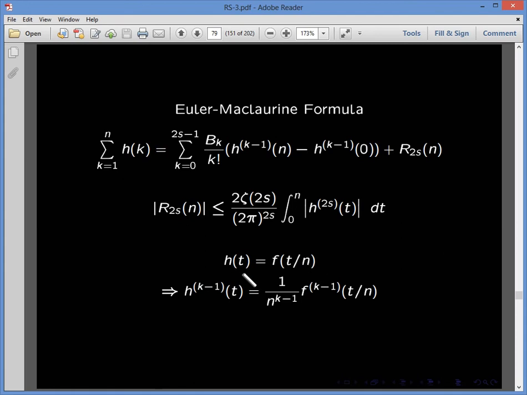Not sure if this is what I want. This t is not the same t, I'm sorry about that. This is just a dummy variable in here. But if you enter f of t over n in here, a little composition, what is the derivative that is involved in here? As you use the chain rule over and over, 1 over n keeps popping out. So the (k minus 1)th derivative of h(t) is just the (k minus 1)th derivative of this original function multiplied by a power of 1 over n.